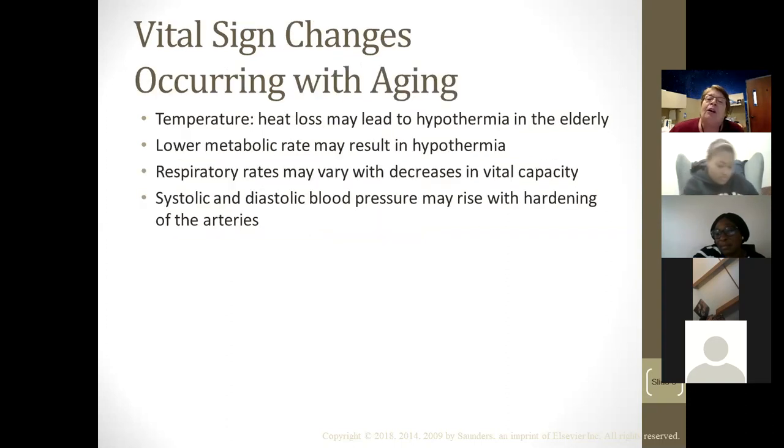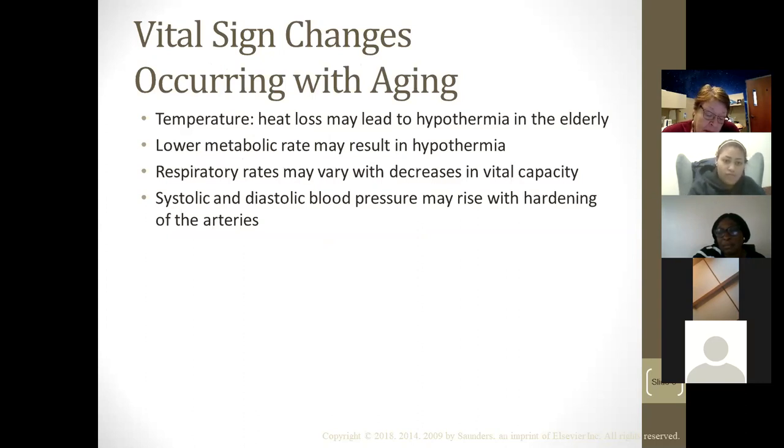So as we get older, our vital signs change. Older adults get more heat loss, which leads to hypothermia, because they have a lower basal metabolic rate. They also have less subcutaneous fat, which is what keeps us insulated. So they lose heat faster.